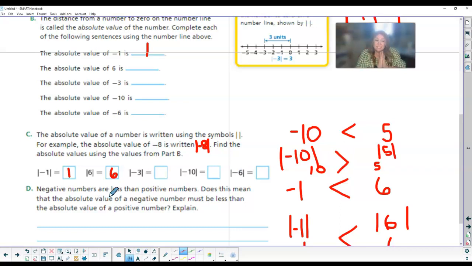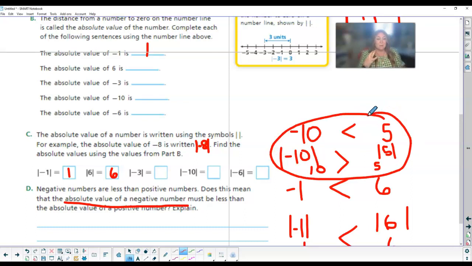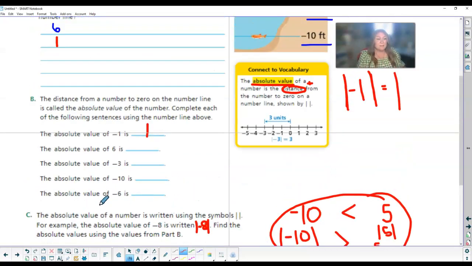So if you're just comparing the positive and negative, yes, negative is less. But if you're looking at the absolute value, does that negative matter? So when we've turned it into absolute value, is the absolute value of -10 still bigger than the absolute value of 5? So see if you can answer that there and get that problem done.